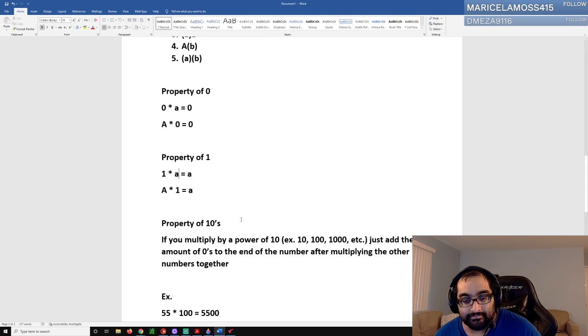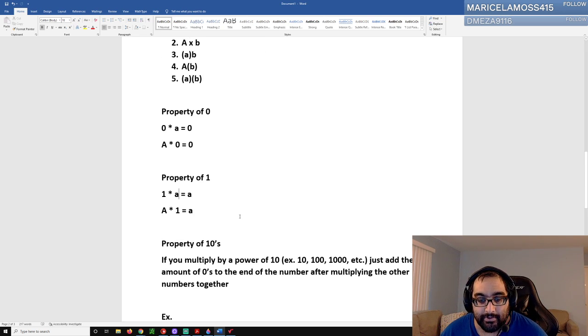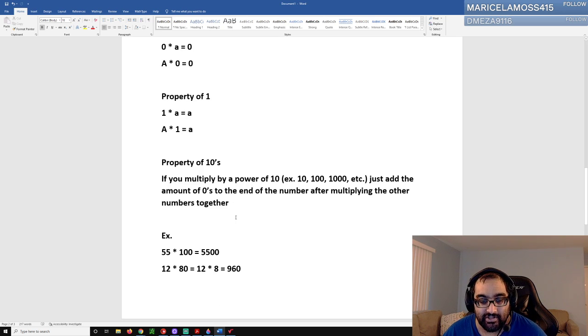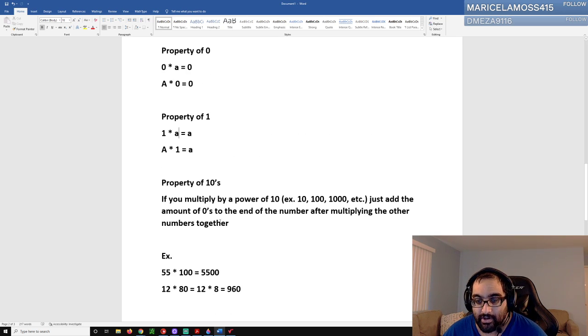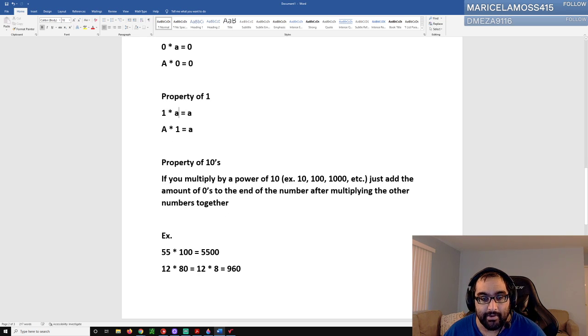Let's talk about properties of tens. I have a couple examples here, but I'll show you on the paint tool here how this works. So, properties of tens. If you multiply by a power of 10, so for example here a 10 or 100 or 1,000, just add the amount of zeros to the end of the number after multiplying the other numbers together. So if you take 55 times 100, you take 55 times 1, and then tack on the 2 zeros, and you get 5,500.